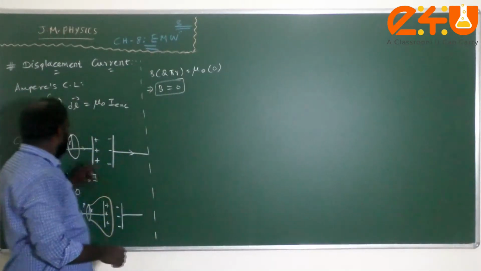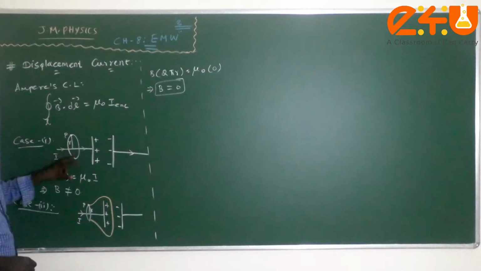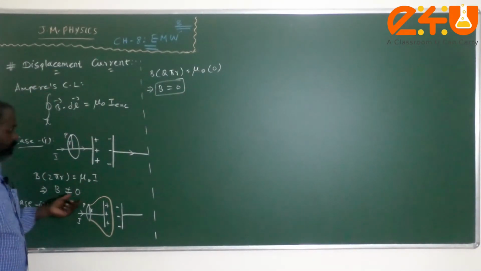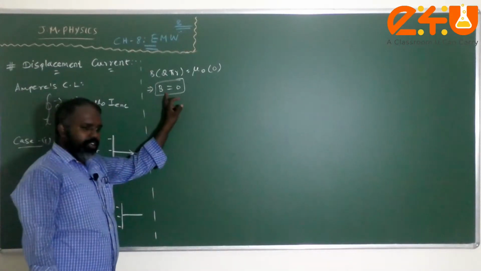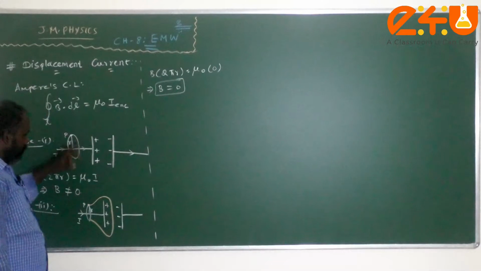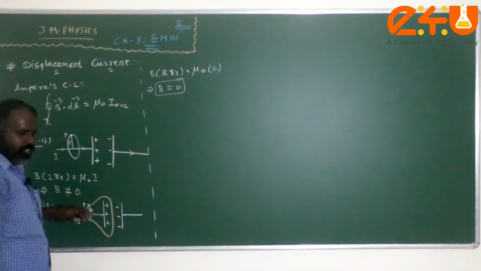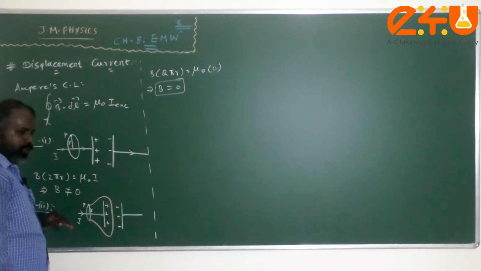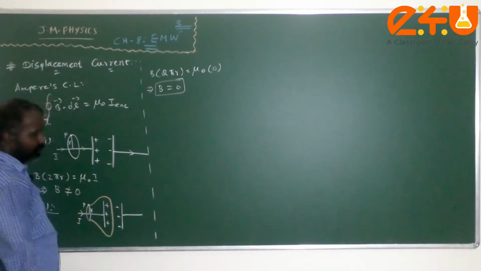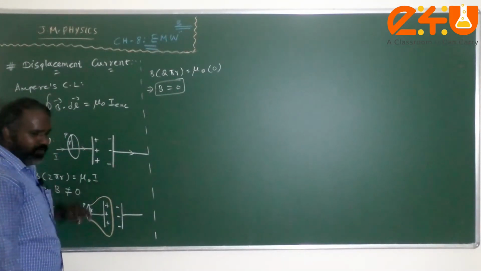That means for the same system, for the same measuring point, in one case the value of magnetic field is non-zero, but in the other case the value of magnetic field is 0, just by changing the shape of the Amperian loop. Shape of the what, children? Amperian loop. So this type of contradiction arises when we use Ampere's circuital law in the charging capacitor.